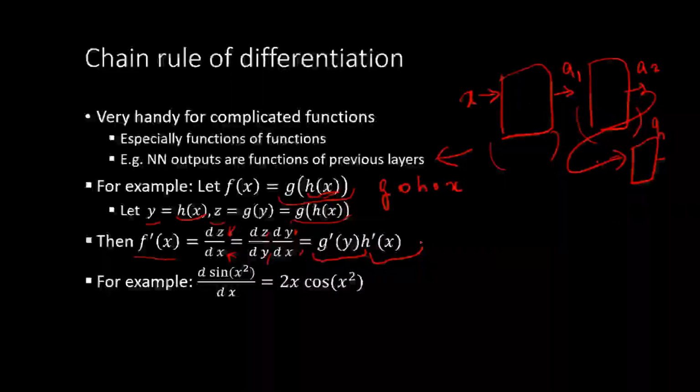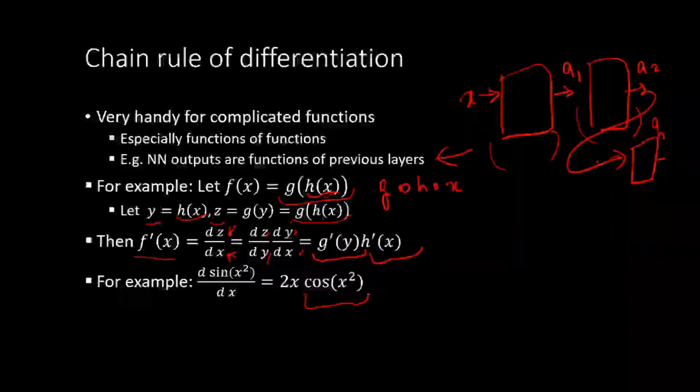All right, so here's an example. Let's say you have d by dx of sine x square. We know the derivative of sine x, and we know the derivative of x square. We put this together using the chain rule. What we get is the derivative of the outer function, which is cos of x square, times the derivative of x square, which is 2x. These two get multiplied, and this is how we get the derivative of a more complex function.